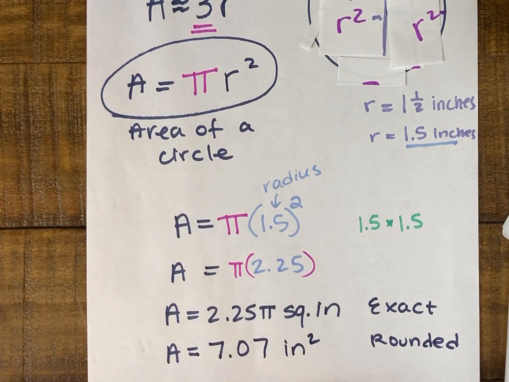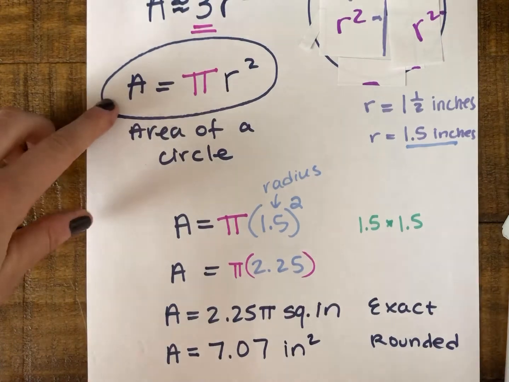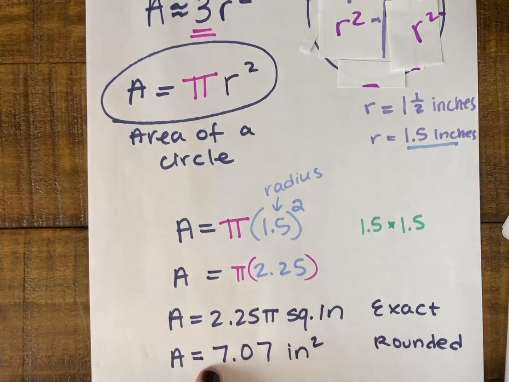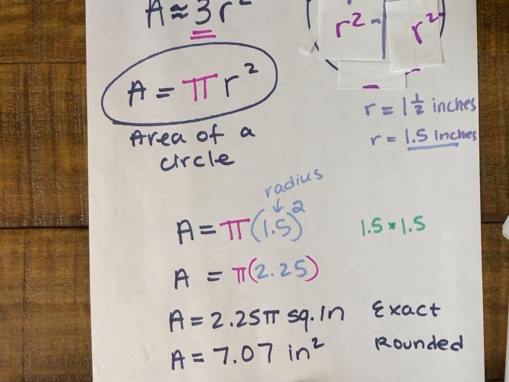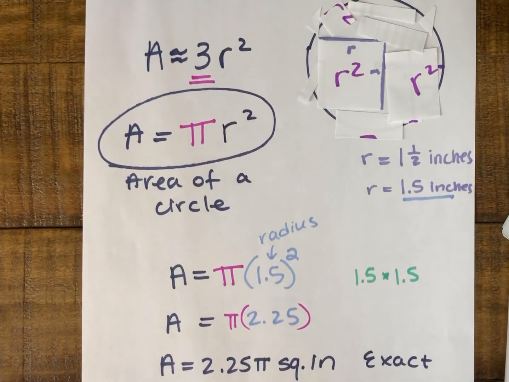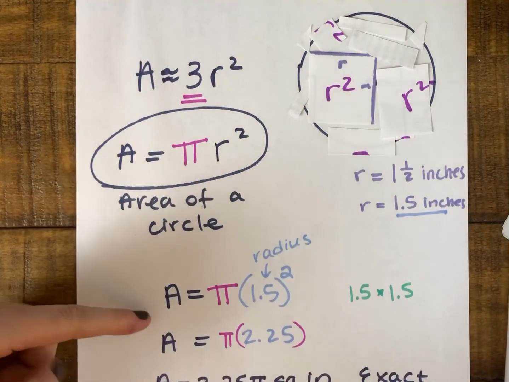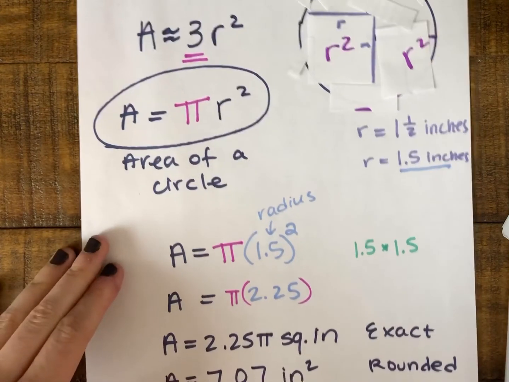So this is how you'd find the area of a circle. You'd use this formula and plug in your radius to figure out how many square inches your thing takes up. So please do this experiment. Show me that 3 of your radius squares equal this, and then find the actual area of your circle using the formula.